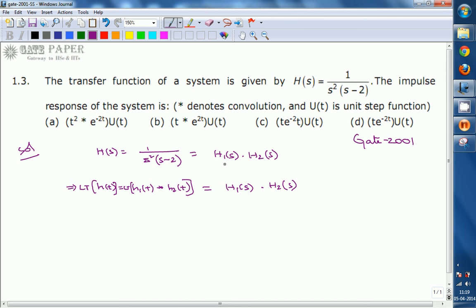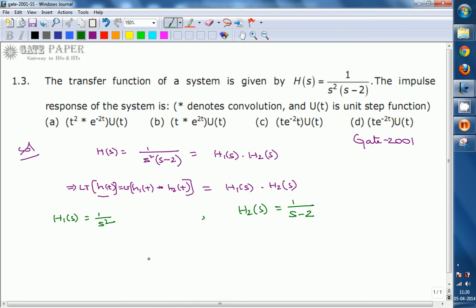So by knowing H1 of s and H2 of s, we can obtain the inverse Laplace transform for this H1 of s and H2 of s. Then we can write simply the convolution between h1 of t and h2 of t. That becomes the answer for this impulse response h of t. Now observing that H1 of s equals 1 by s square and H2 of s equals 1 by s minus 2.